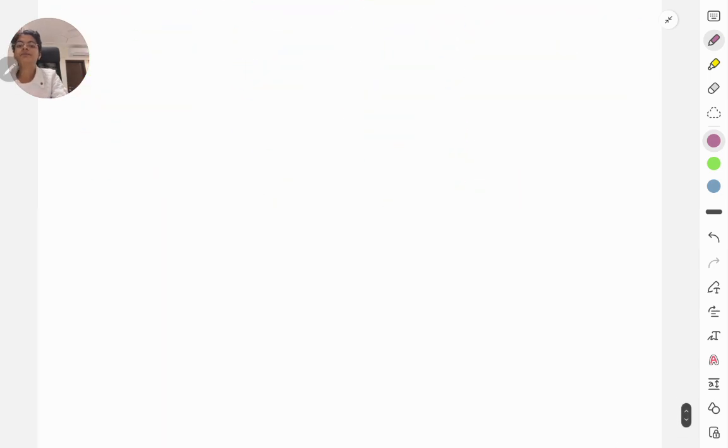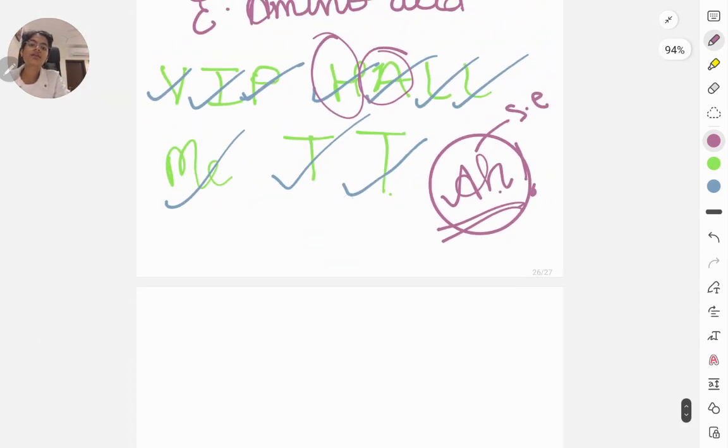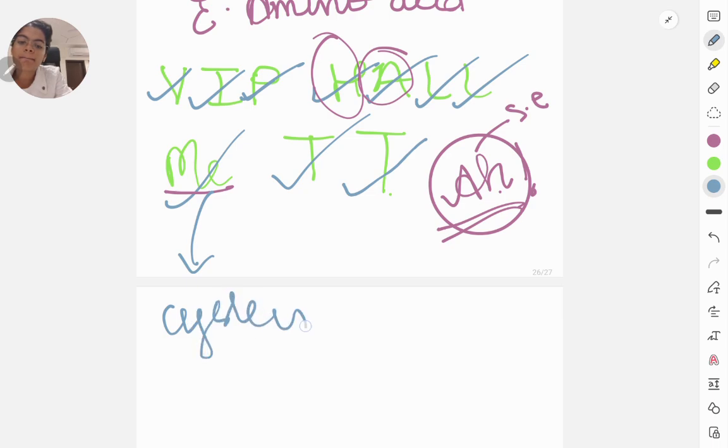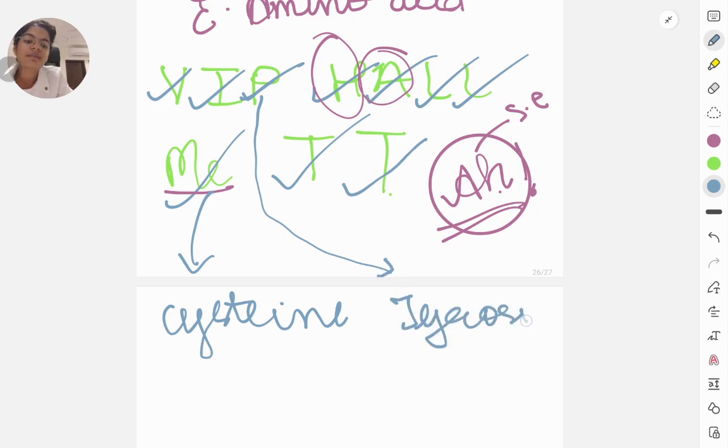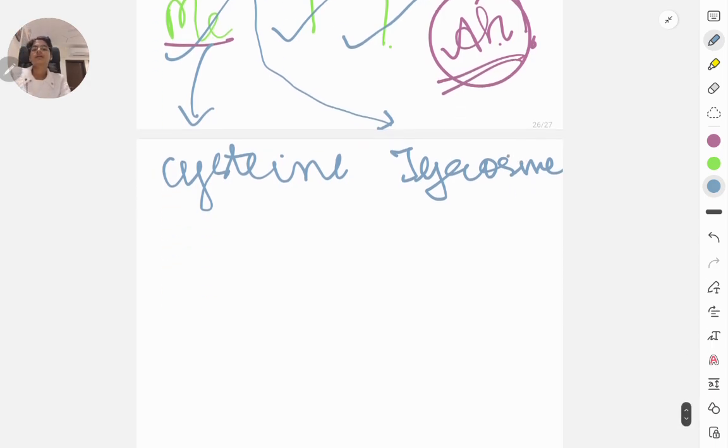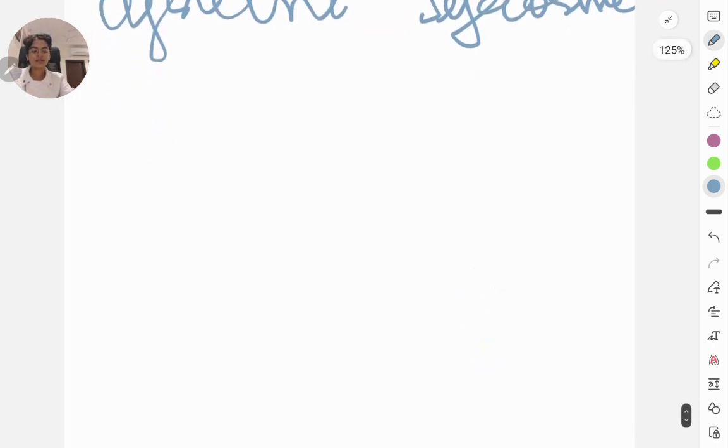Now in these there is something that could be replaceable. So if we want, we can replace the methionine with cysteine, and also the phenylalanine could be replaced by tyrosine. Clear? This is something important to know.